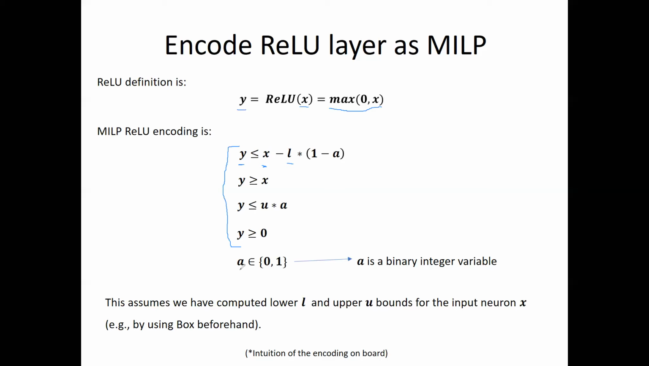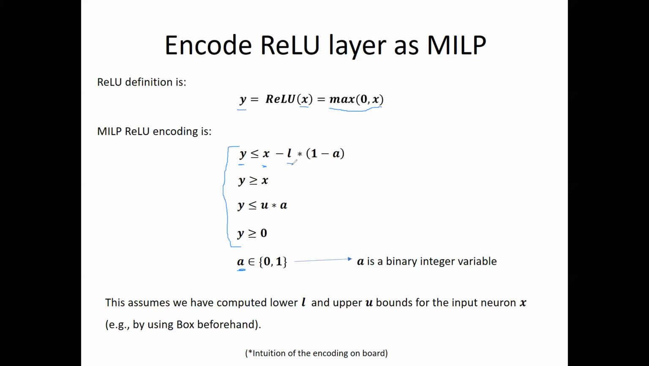Now, this A, if you remember, we said that the MILP instance consists of both real valued variables as well as integers. The integers here are going to be these A's, which are associated with every ReLU activation in the network. They can only take 2 values, 0 or 1. You can play with this a bit. For instance, if A is 1, you end up with 0 for this term, and then Y is less than or equal to X, but Y is also greater than or equal to X. So you end up with Y equal to X, and Y greater than or equal to 0, and Y less than or equal to U times A.